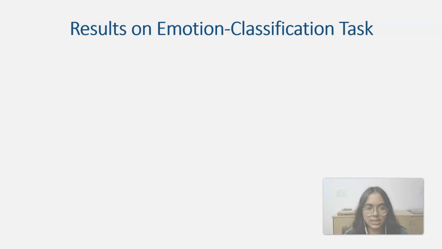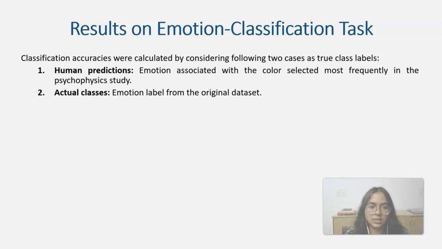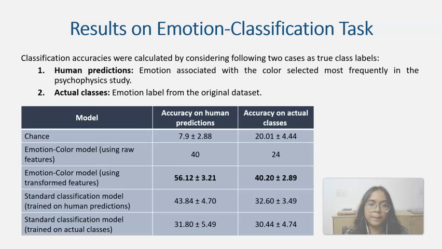For the emotion classification task, we considered 2 classes as true labels. Human predictions, which is emotion associated to the color selected most frequently in the experiment, and actual classes, which are the emotion labels from the original dataset. The tabulated results show the accuracies for 4 models compared with chance accuracy.